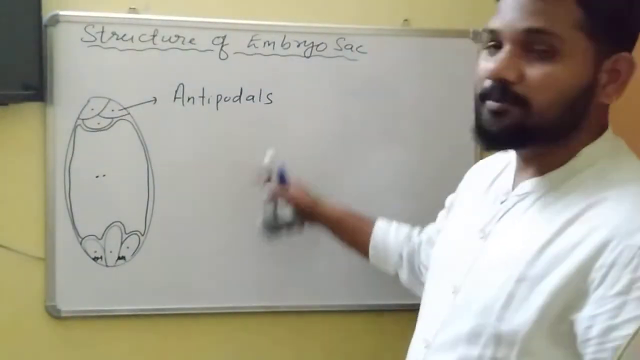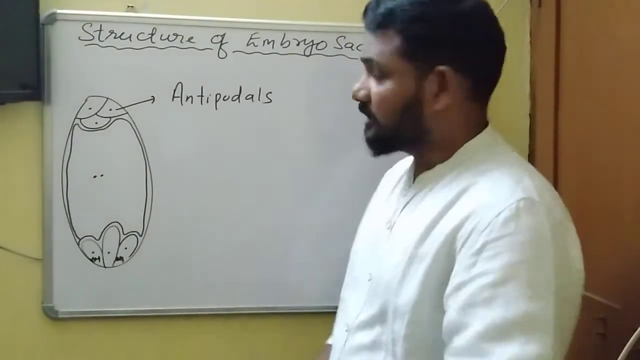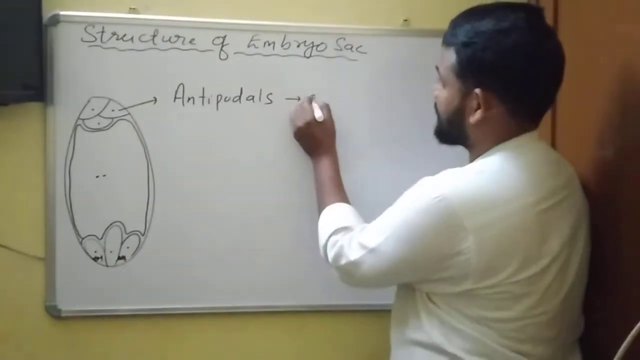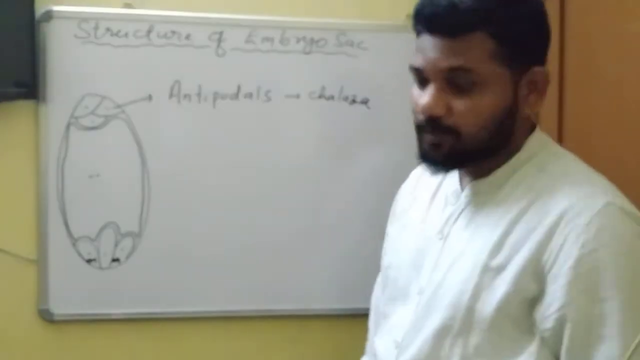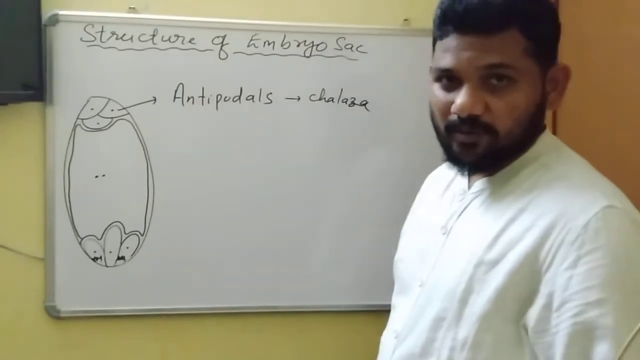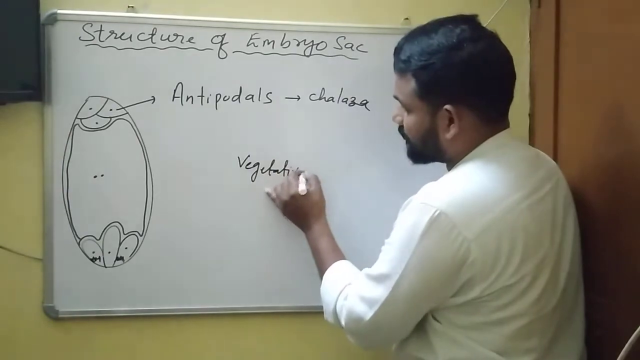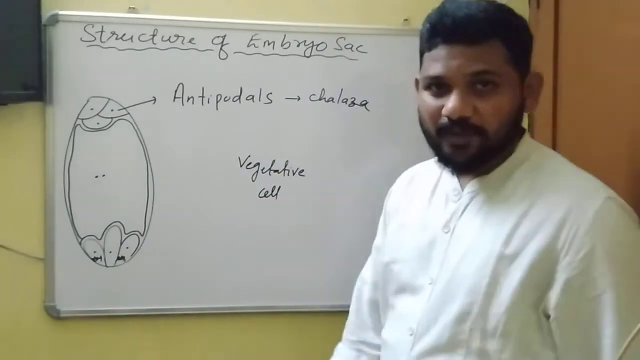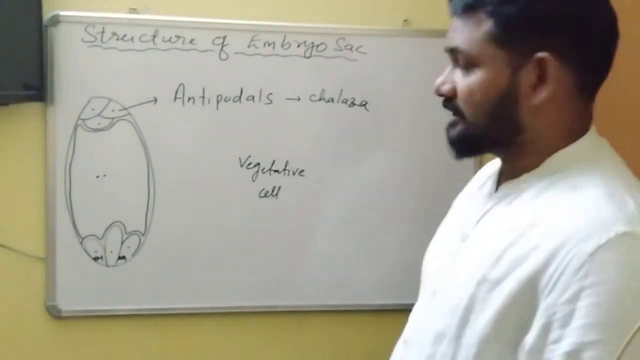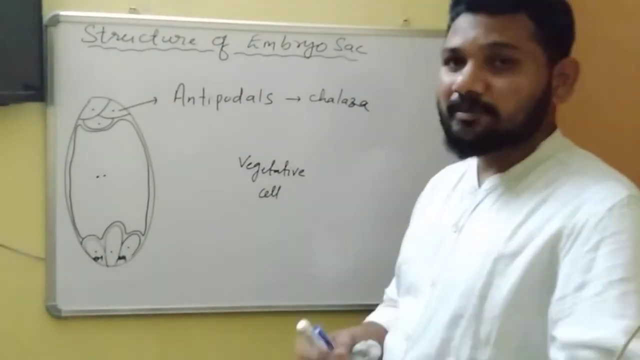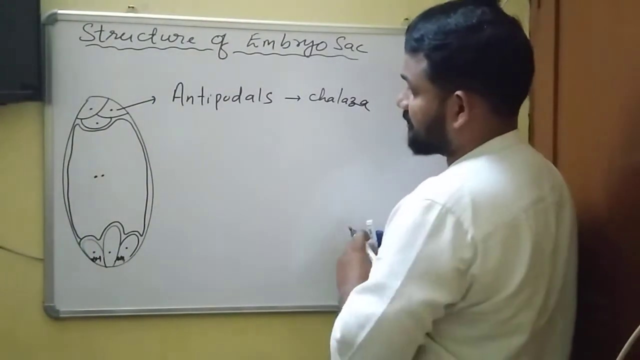They are called antipodal cells, and these three antipodal cells are present towards the chalaza. Antipodal cells are also called vegetative cells of the female gametophyte, because they do not take part in fertilization. At the time of fertilization, they degenerate. So they are called vegetative cells of the female gametophyte.